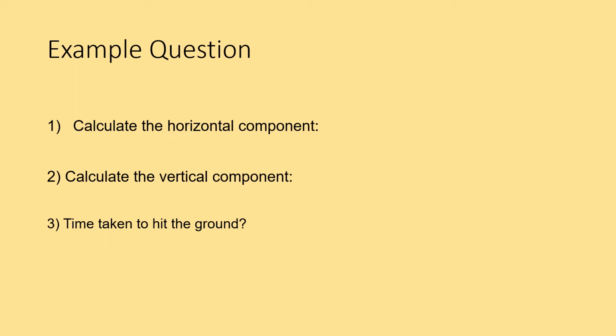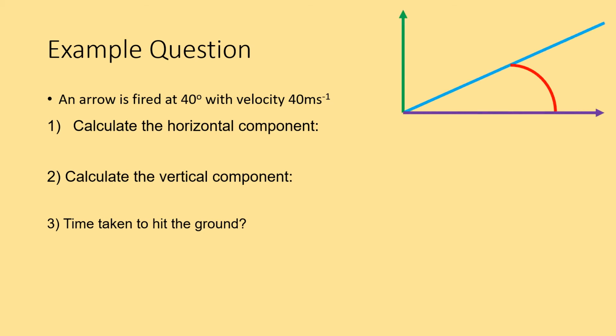So let's now look at an example question. And it doesn't matter what the question is at this point. Normally, SUVAT questions will come in these kind of parts, and these are the steps that you will follow anyway. They'll ask you what the time taken to hit the ground was. You've got to look at the horizontal and vertical components of things. So we're going to see that an arrow is fired at 40 degrees with a velocity of 40 meters per second. So first, we calculate the horizontal component.